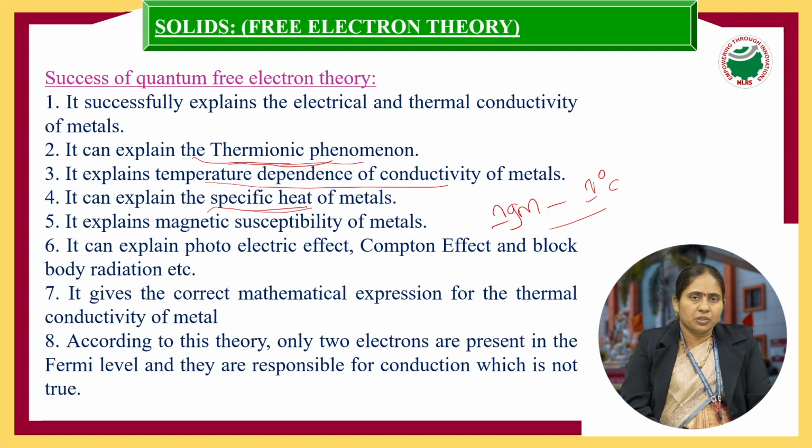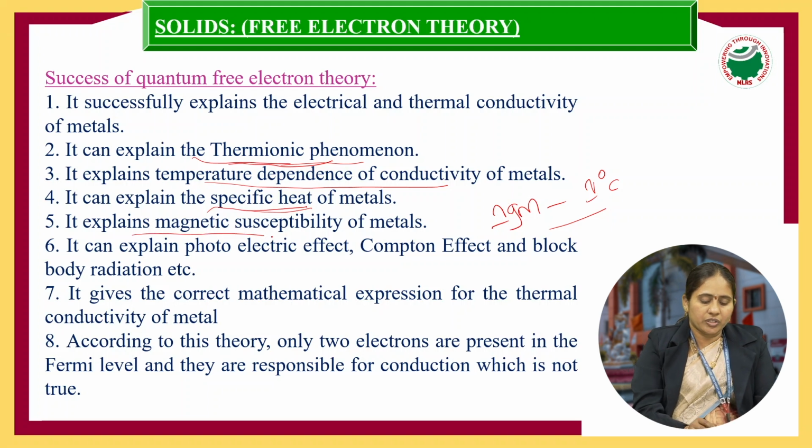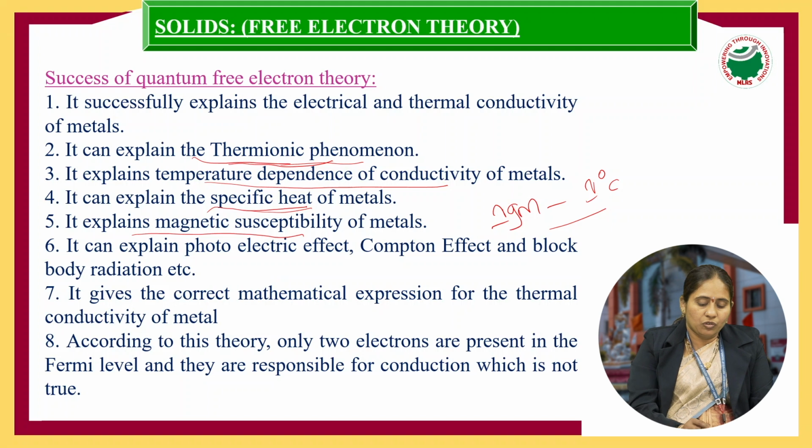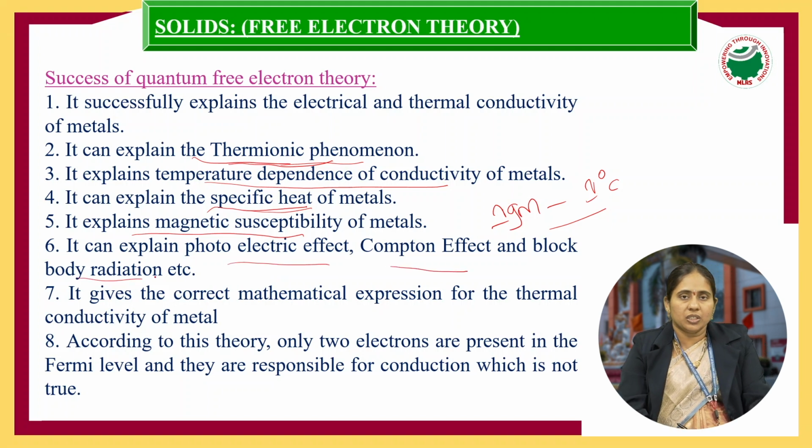Susceptibility value: earlier there was a discrepancy, the value was greater than the actual value, but here there is a correct value of susceptibility of metals. The earlier theory did not explain the photoelectric effect, but here it is explained correctly, along with black body radiation, the photoelectric effect and the Compton effect. Next, according to this theory, only two electrons are responsible for conduction. That is not true, and that comes under the drawbacks.